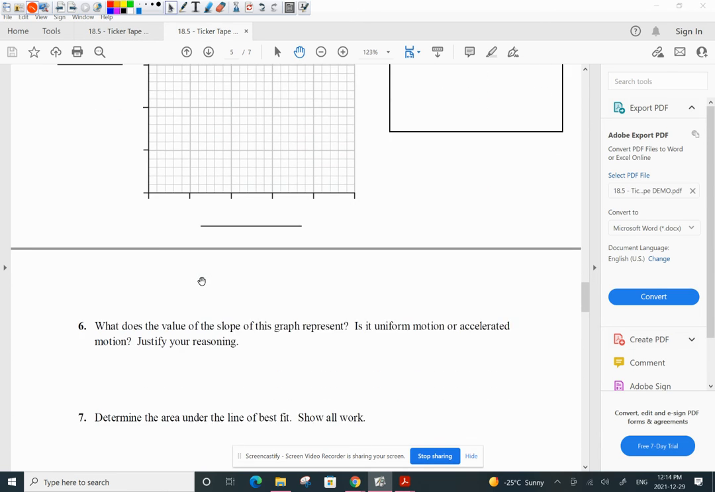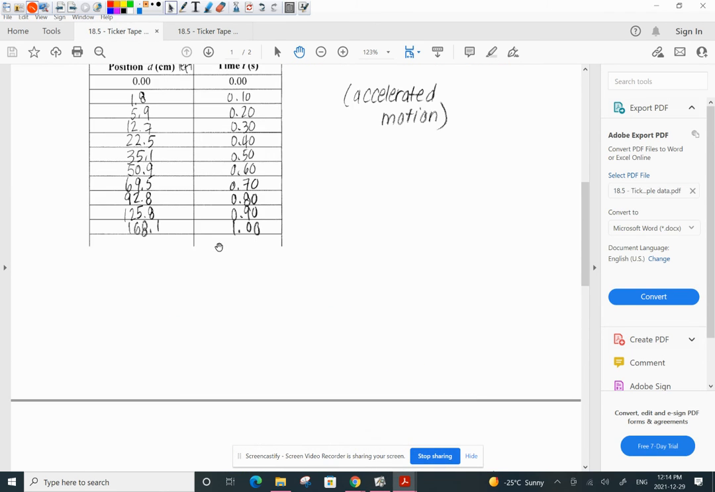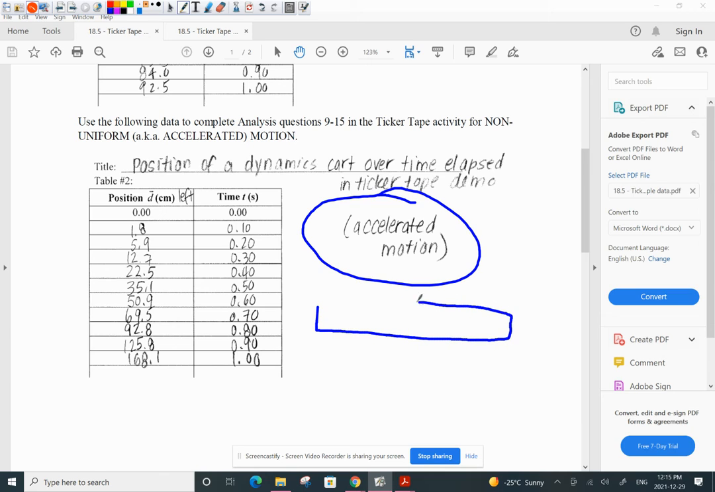Then, once you are done those questions up to number 8, the next information that you're going to need is observation table number 2. Observation table number 2, that is on the front side of your ticker tape activities. If you back up to the front, at the bottom. So notice, this is now accelerated motion. So remember we said that if it was uniform motion, our graph is going to have equal distances between the points. Okay, but that's not what we're seeing.